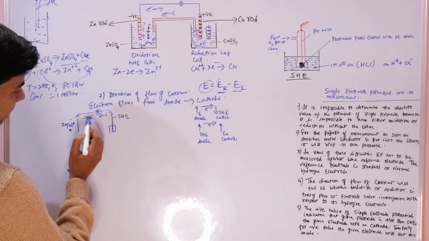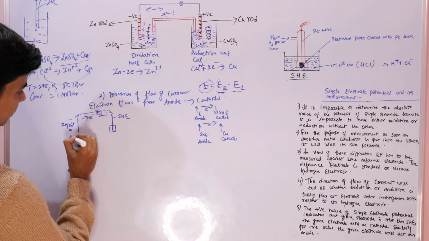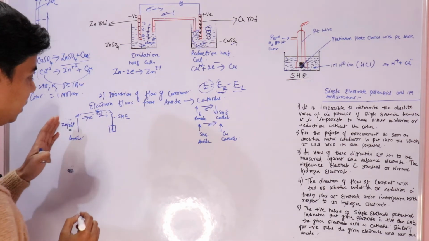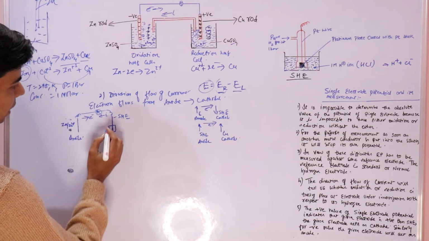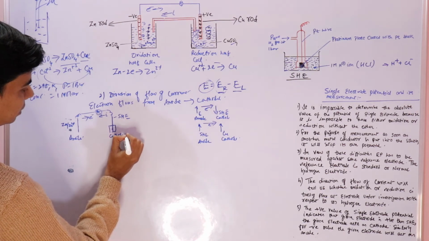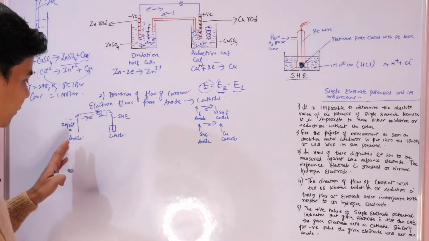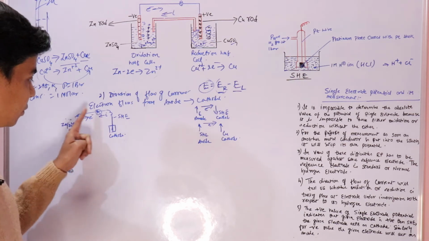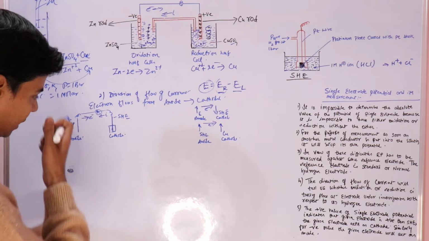So here this zinc is acting as anode, right? Since electrons are flowing out of it, that is, oxidation is taking place, zinc is losing electrons to form zinc ions, right? And SHE will act as cathode, right? So the direction of flow of current or direction of flow of electrons will tell us which is anode and which is cathode, right?